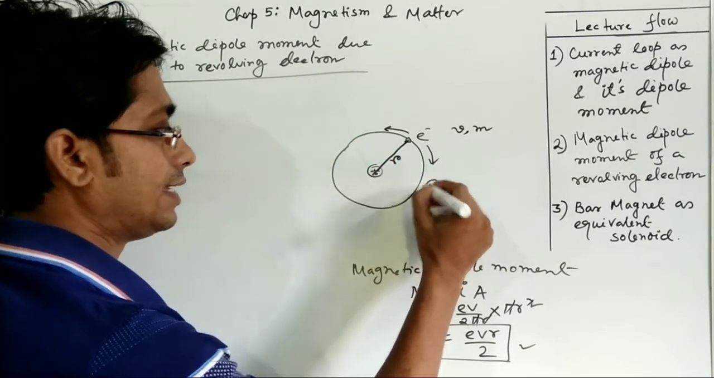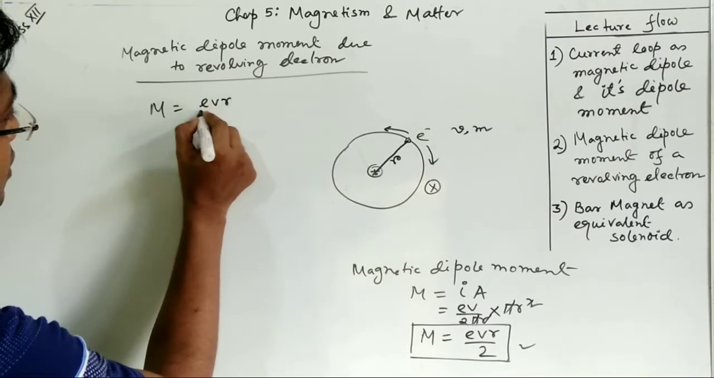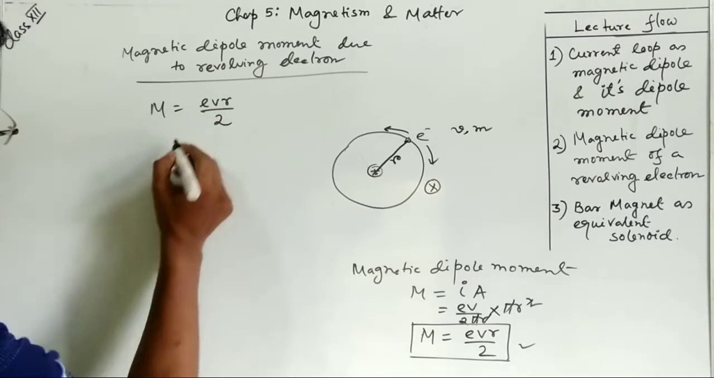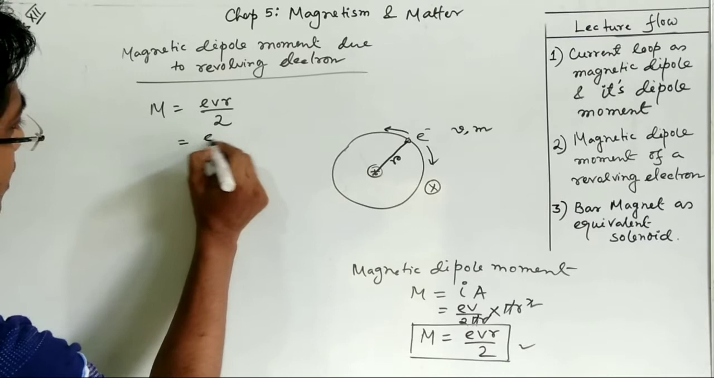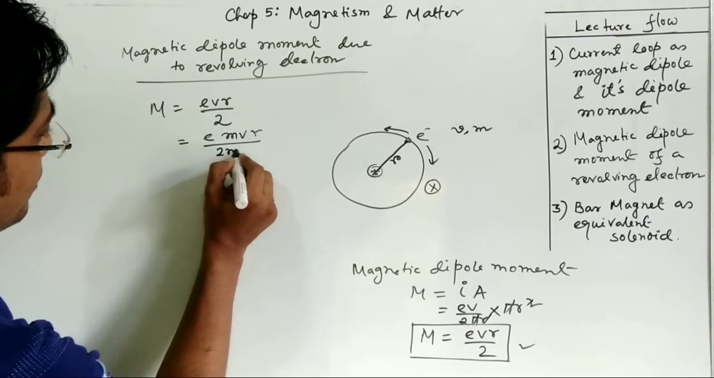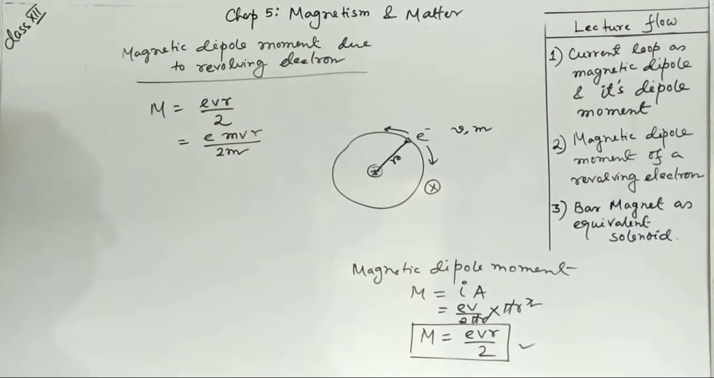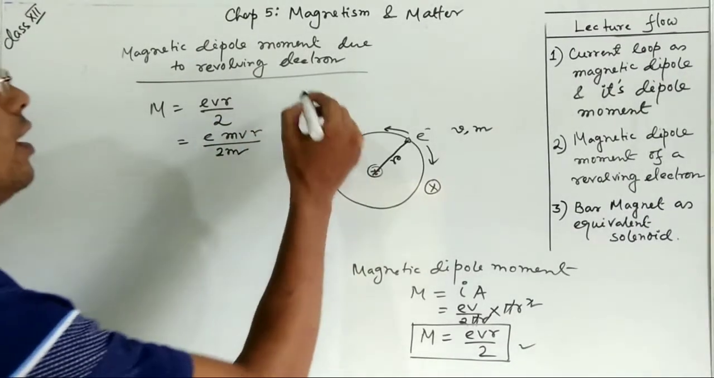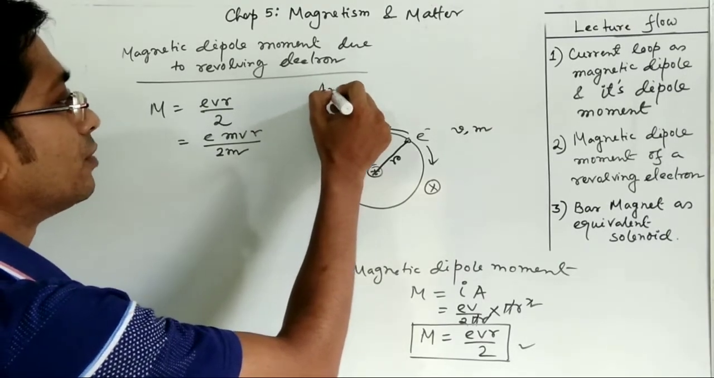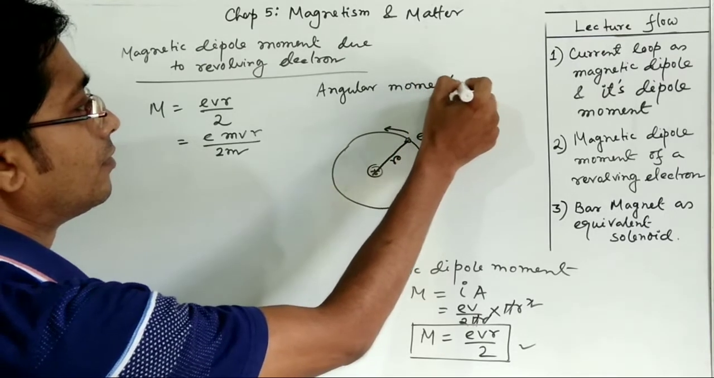Indicate it by this sign. Now we are writing m is equal to evr by 2, and multiplying the right hand side by m/m, that is mvr by 2m. Okay, now mvr has some significance. What is mvr?